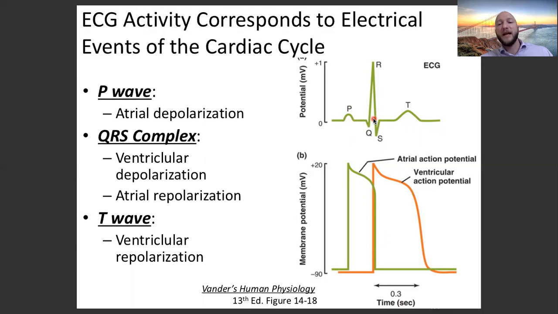When the atria relax, we also get ventricular depolarization. Ventricular depolarization, or ventricular systole, or ventricular contraction. That ends at the T wave. The T wave is when ventricular repolarization ends. So you can see right here, the muscle action potential for the atria ends right when the ventricular muscle action potential begins.